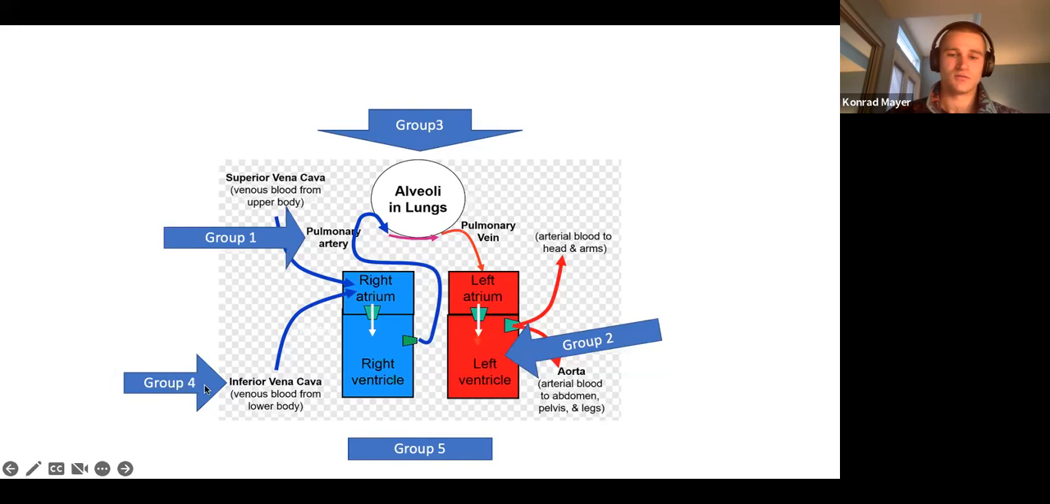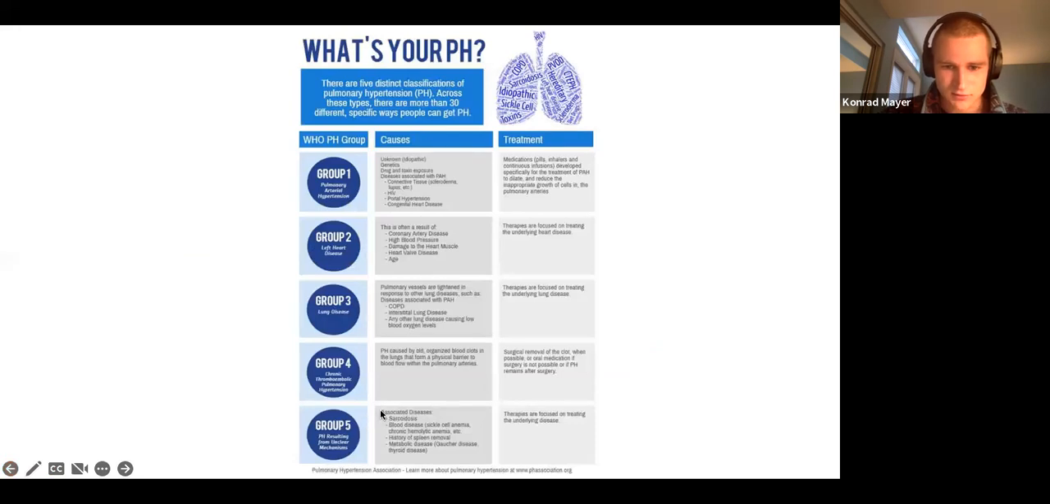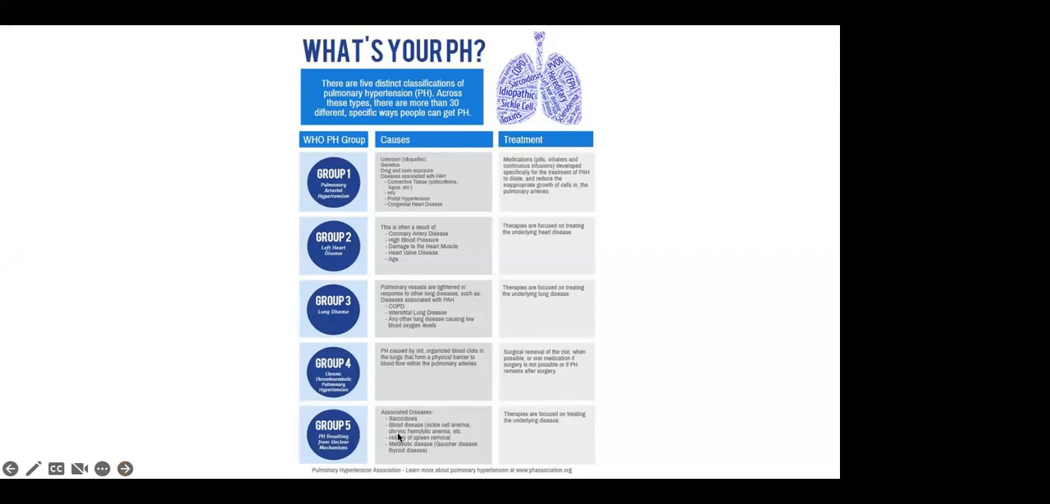So group 4 sends stuff into the right heart, and these emboli collect in the lungs, causing a backlog and pulmonary hypertension. And group 5 is very diffuse. Here it's called associated diseases or resulting from unclear mechanism. Exactly, that's the official term. And as you can tell, anything that doesn't fit into the other groups is put into this group.